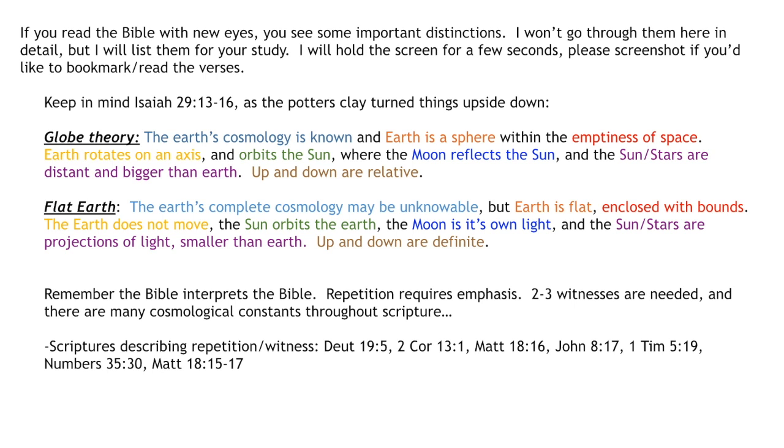Within globe theory, the Earth's cosmology is known, and the Earth is a sphere within the emptiness of space. Earth rotates on an axis and orbits the sun, where the moon reflects the sun, and the sun and stars are distant and bigger than Earth. Up and down are relative. Within a flat cosmology, the Earth's complete cosmology may be unknowable, but Earth is flat, enclosed with bounds. The Earth does not move. The sun orbits the Earth. The moon is its own light, and the sun and stars are projections of light smaller than Earth, and up and down are definite.